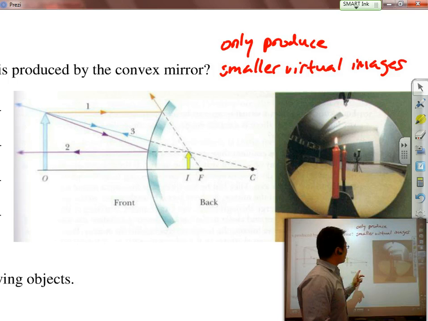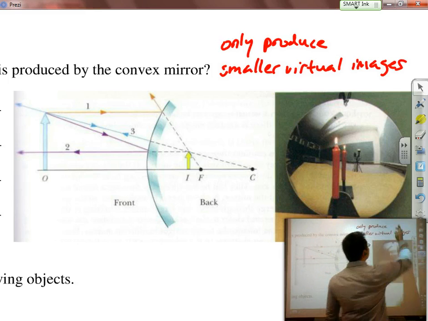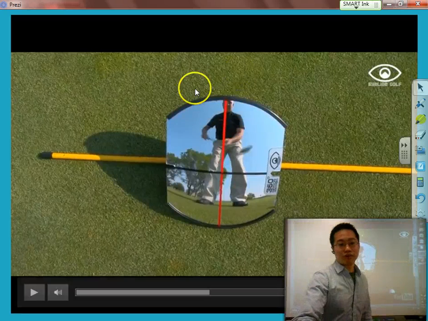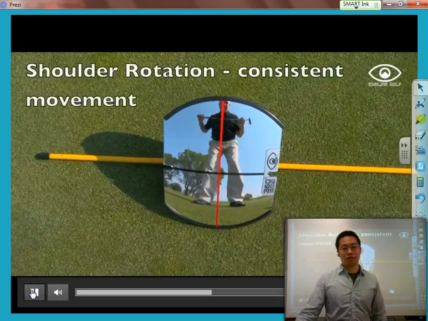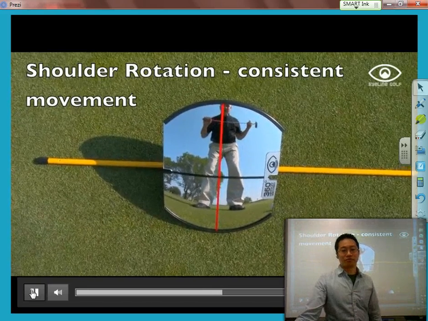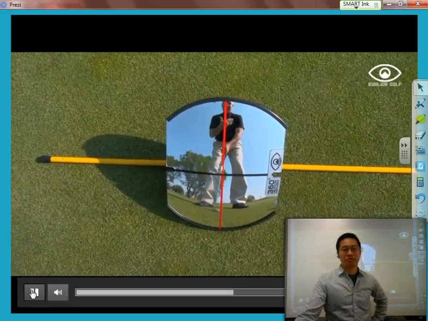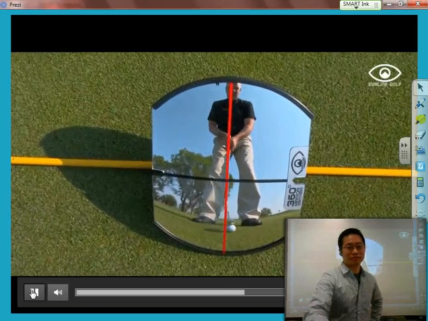So convex mirrors are great to see in further places, and we'll see that with our example on YouTube right over here, where we have a golf pro who can see his swing in the mirror. That's a big deal.